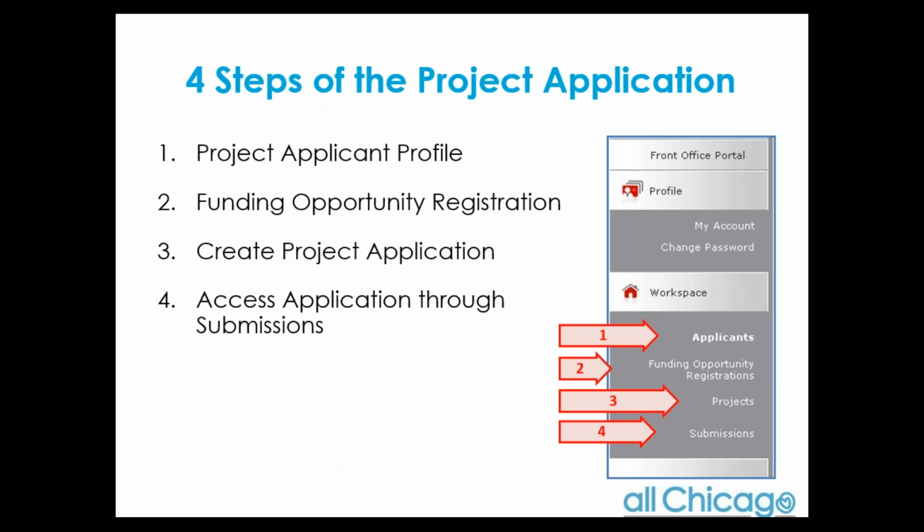All right, so we'll just get into the actual steps of the project application itself. There are 4 different steps. It'll look very similar to previous years. None of this looks any different. The first step is a project applicant profile, and then the next step is registering for that funding opportunity. Then you'll create your project applications in eSNAPS, and then finally you'll access the actual application itself through the submissions. So those go in order, in the order that you should complete them.